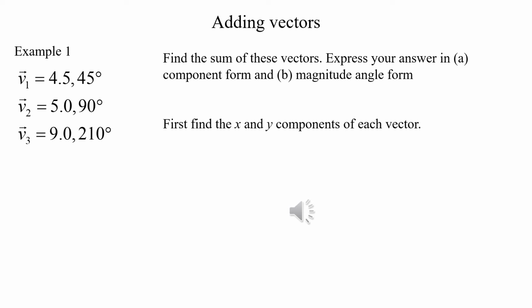And so we do like we illustrated in a previous slide. You take the magnitude of the vector times the cosine of the angle to get the x component, and the magnitude of the vector times the sine of the angle to get the y component. The magnitude of a vector is always positive. So vectors always have a positive magnitude. Any negative sign is part of the direction.